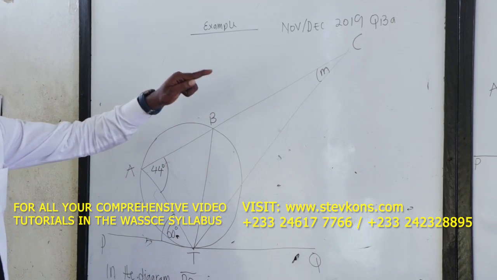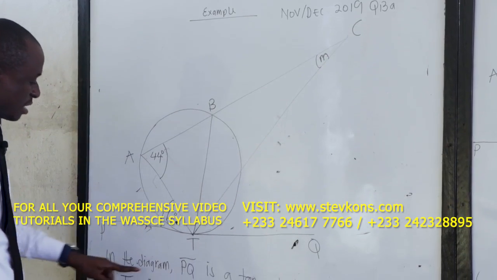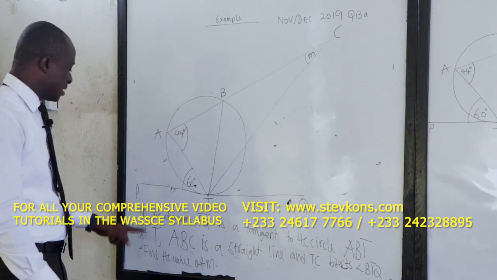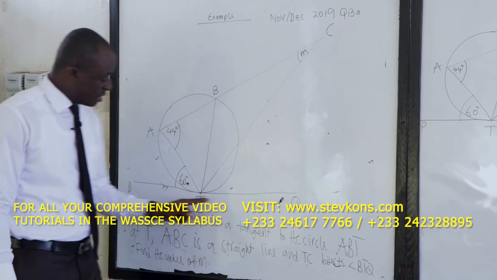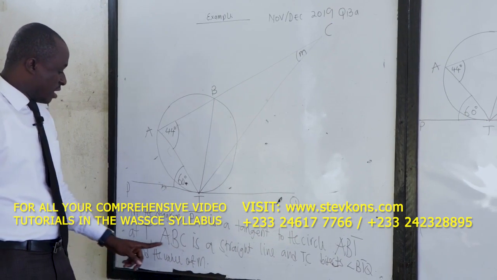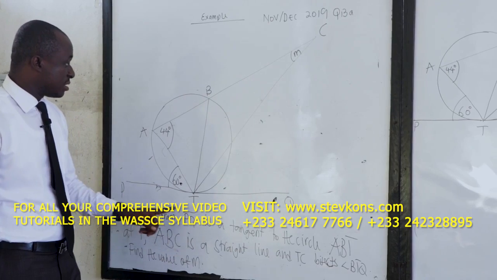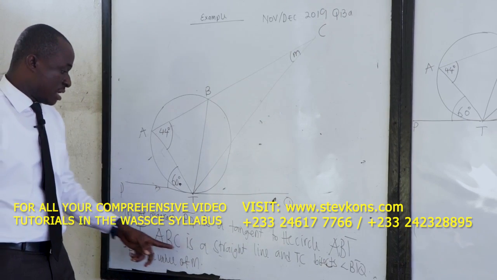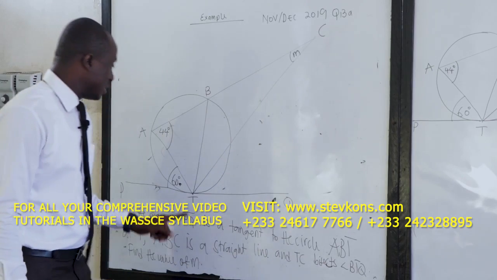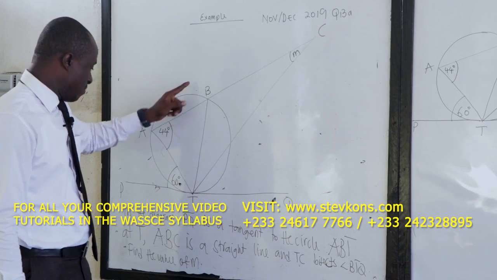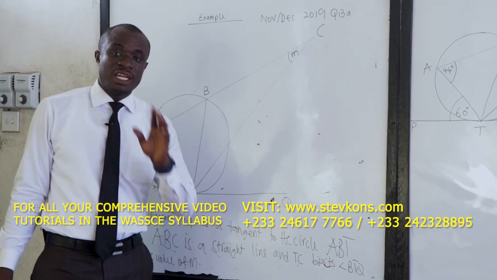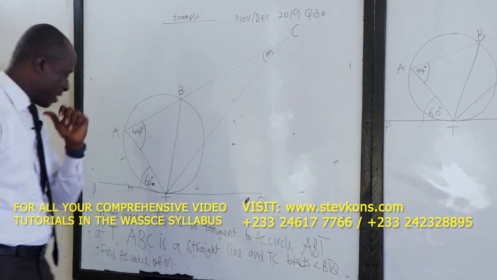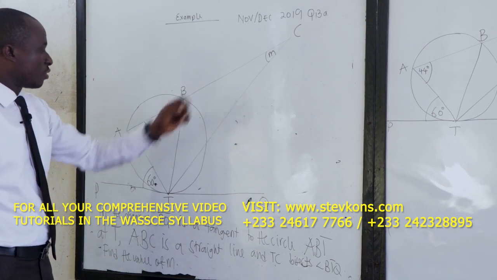That's WAEC 2019, question number 13E. It says that in the diagram, PQ is a tangent to the circle ABT at T. So PQ is a tangent to the circle at T. Now ABC is a straight line, we have been told it's a straight line, and TC bisects BTQ. It means that it divides it into two equal parts. Now you're being told to find the value of M.